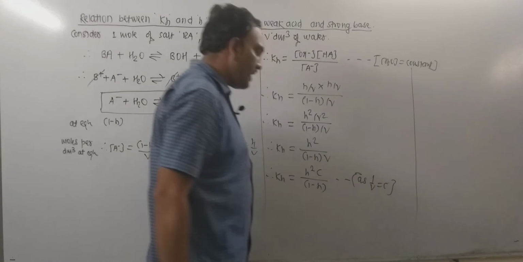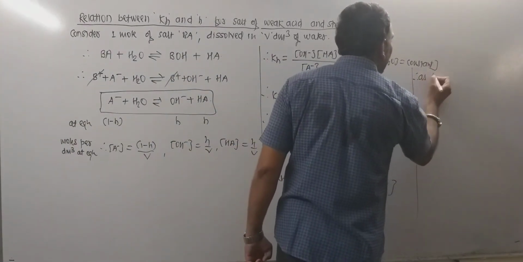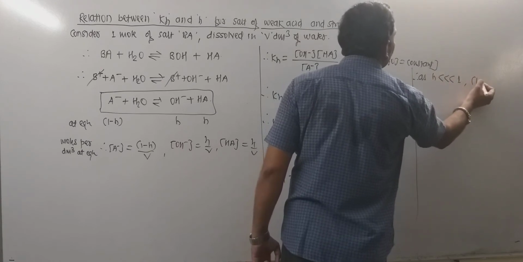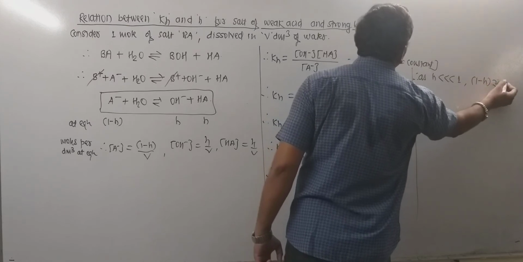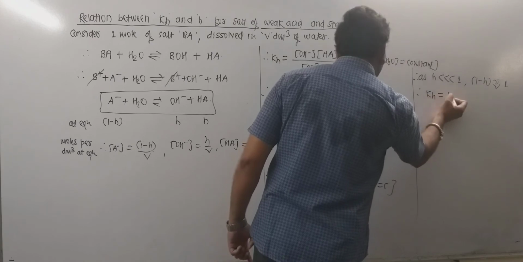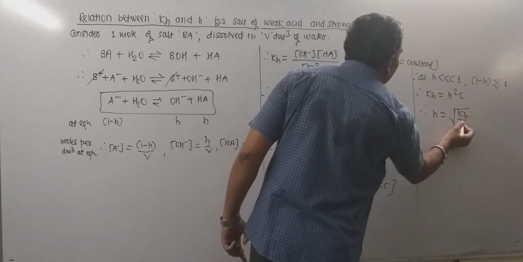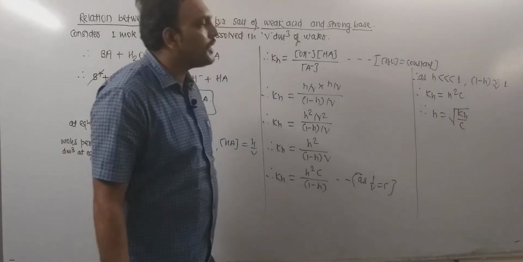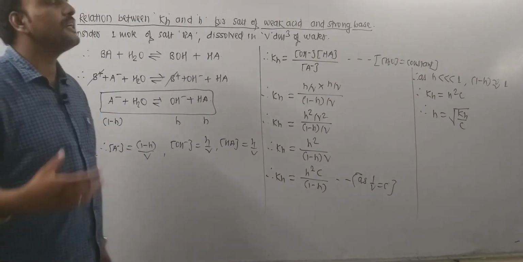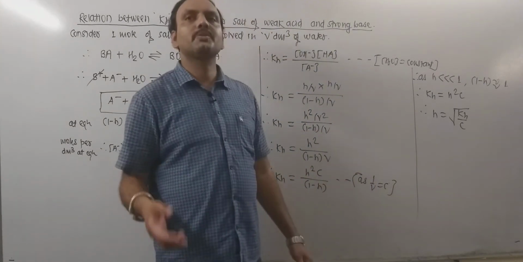Now we know that h is very small as compared to 1. So as h is very small compared to 1, 1 minus h will be approximately equal to 1. Hence one can give Kh equals h square C. Thus h equals the square root of Kh upon C. Hence one can say that the degree of hydrolysis of a salt of a weak acid and a strong base is inversely proportional to the square root of its concentration.